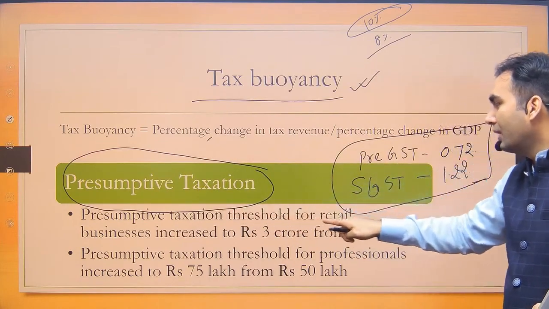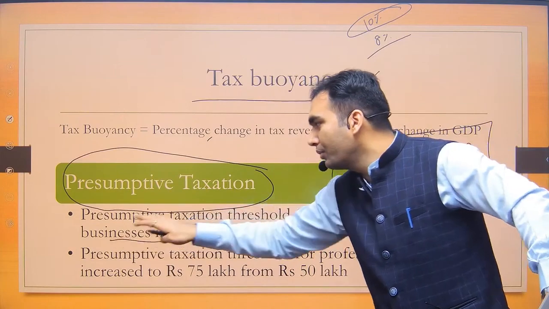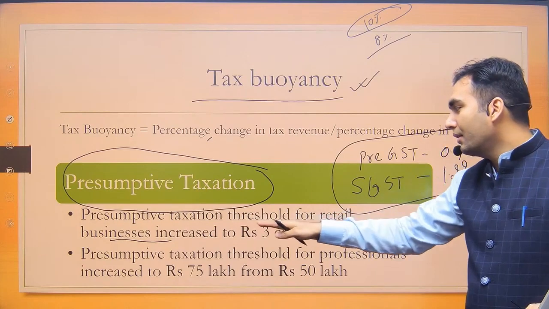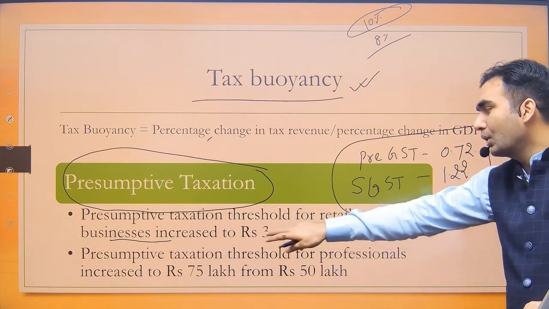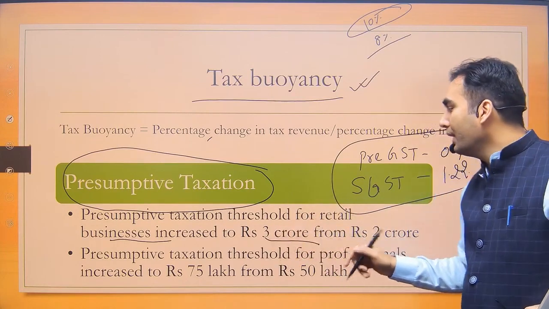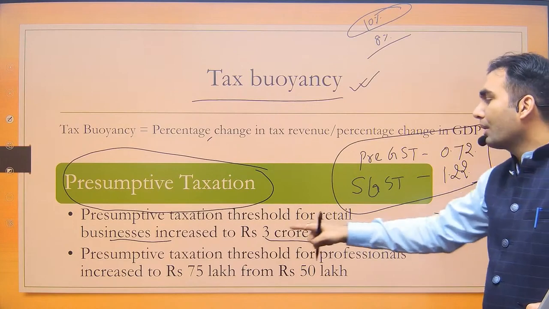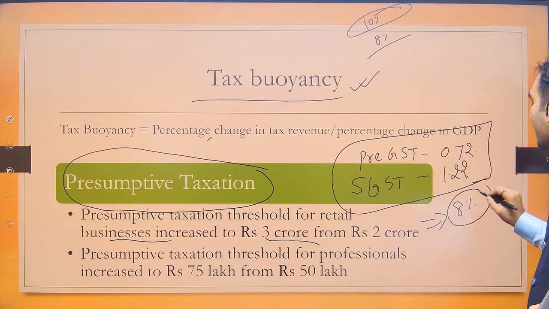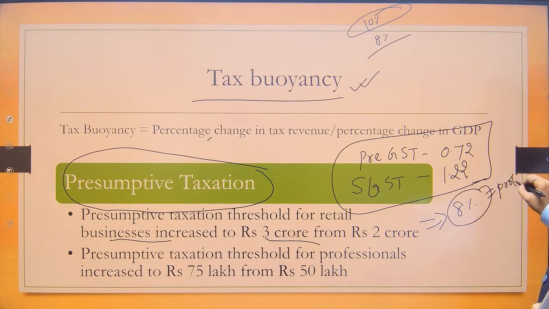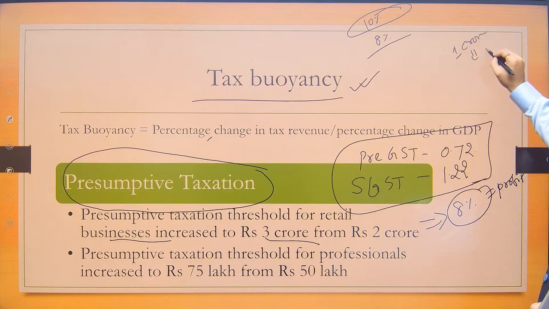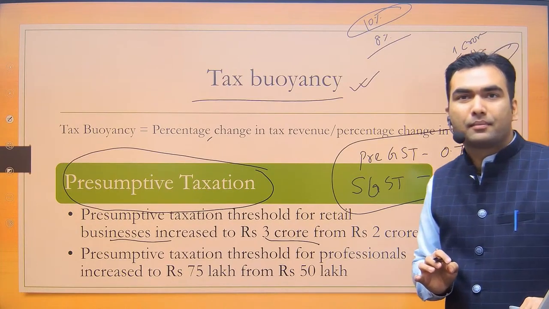Now, small retail businesses have to pay some taxes. For them, it would be presumed that if their business is less than 3 crore rupees, this was increased from 2 crore to 3 crore, then simply, if they're doing a total business of up to 3 crore, 8% of that business is their profit, it would be assumed. So if I have done a business of 1 crore rupees, it would be presumed that 8 lakh is my profit and I will pay tax on 8 lakh rupees.